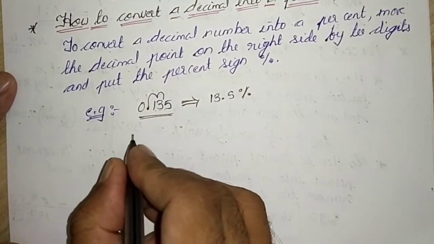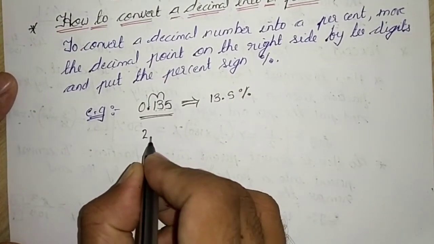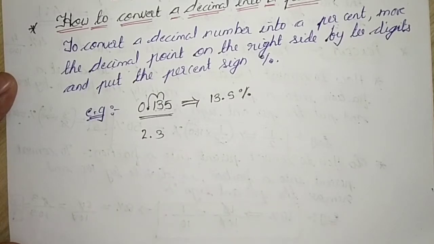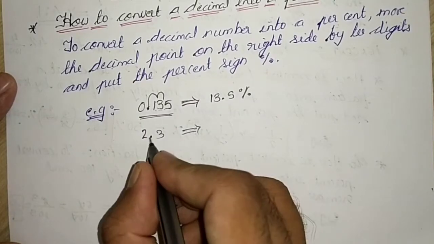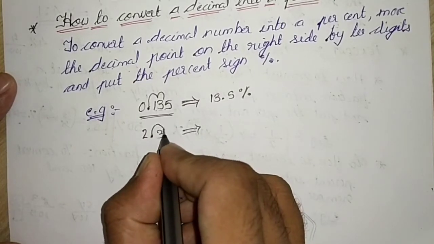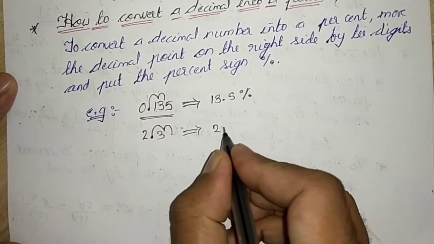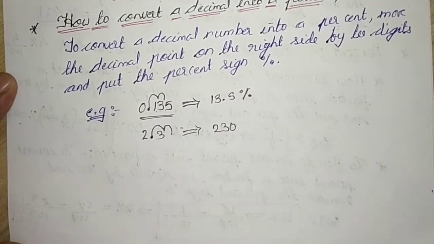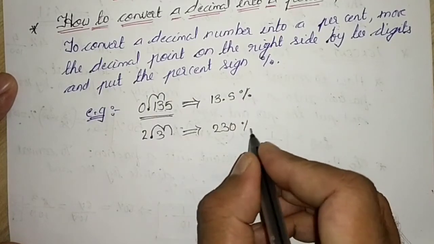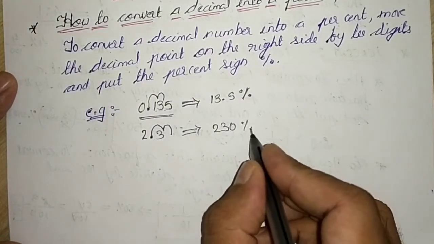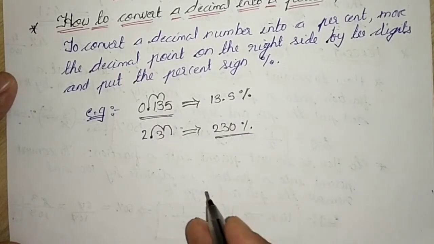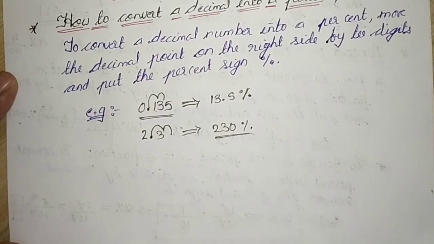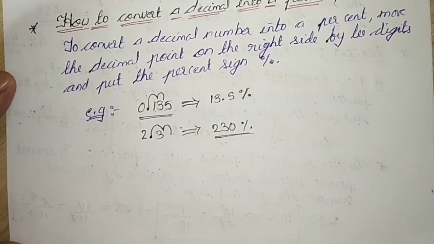Another example, for example, they have given you 2.3. Don't worry. 2.3, we want to convert it into percentage. Move the decimal point 2 places, 1 and 2. So we will get 2, 3, and in this empty space we will put 0. We will get 230 percent. Don't be confused. Percentage can be in the form of 230, yes, it may be 230 percent also. There will be some cases we will be discussing.